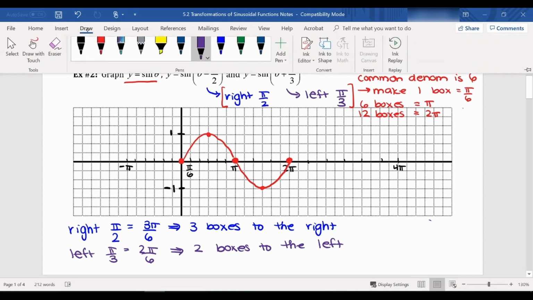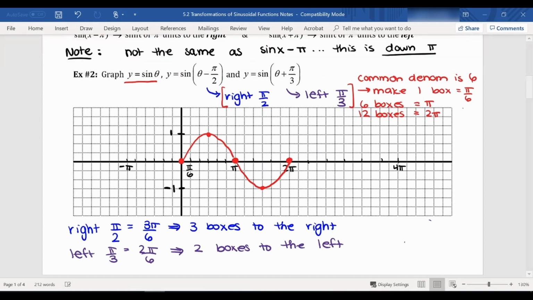Okay, so if I want to do my right by pi over 2, all 5 of these nice, neat points on my red curve are going to simply move 3 boxes to the right. So the first one, if I move 3 boxes to the right, it's going to stay on the axis. It's just moving over. My maximum is going to stay up at 1. It's just moving over to the right by 3 boxes. In the middle, we're going to move again 3 boxes to the right. Our minimum, 3 boxes to the right. And our last 0, 3 boxes to the right.